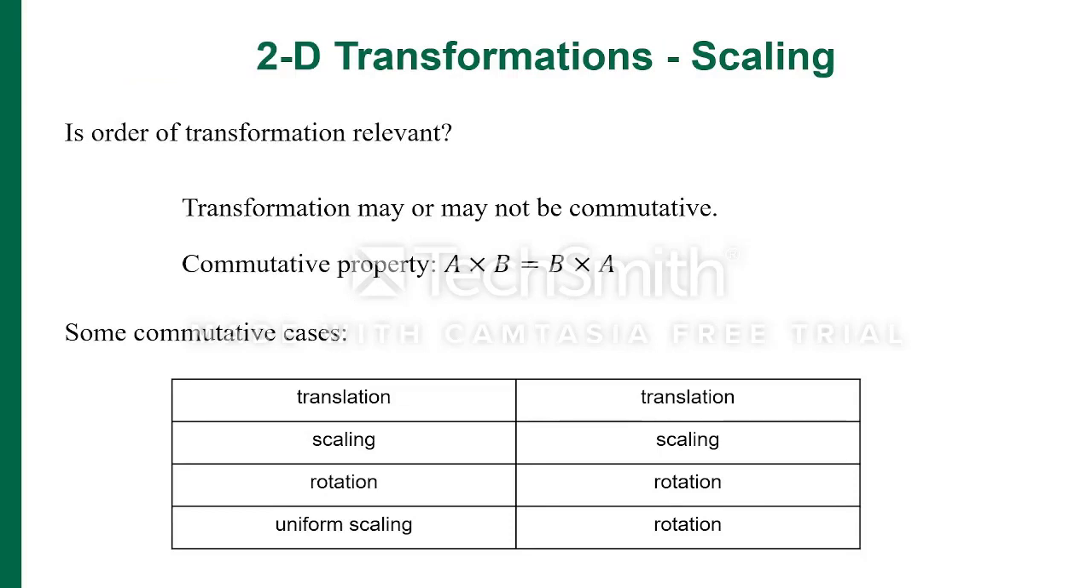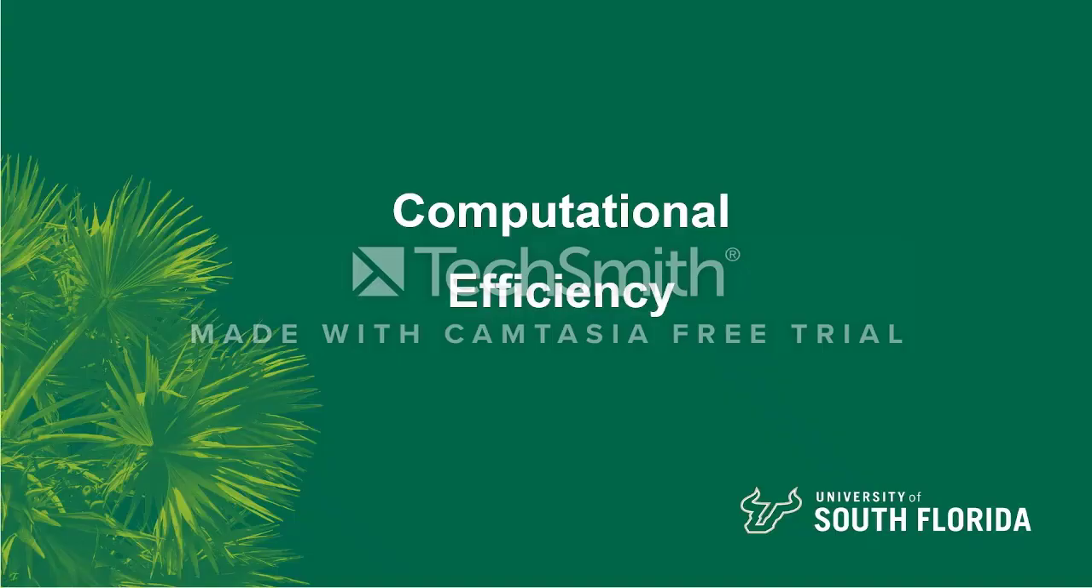So the next question is: is the order of transformation relevant? Basically, transformations may or may not be commutative. So here it shows the commutative properties. We also have some commutative cases, like two translations consecutively, two scalings consecutively, two rotations successively, and when we first perform uniform scaling and then we perform rotation.